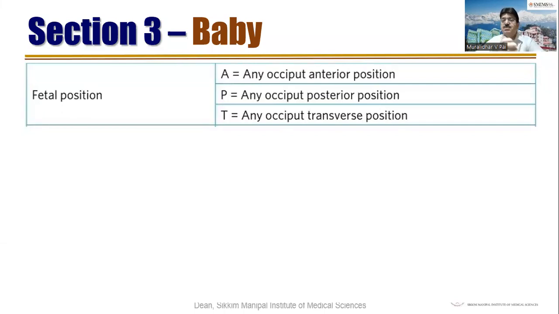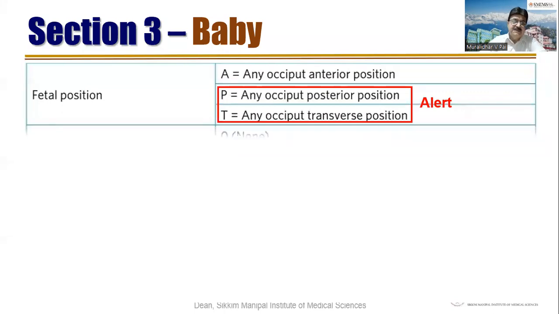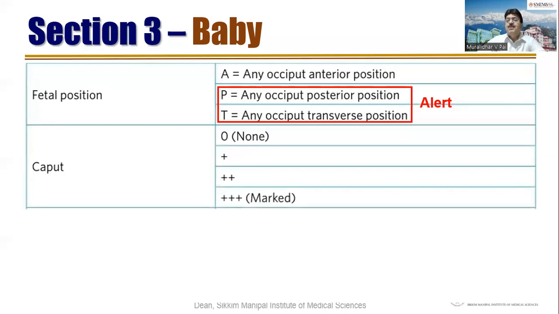And any occipito transverse, on the abdominal examination or auscultation, it is more in the flanks, but on per vaginal examination, you can nicely make out the sagittal suture in the transverse position. And of course, occipito posterior, in PV, you can easily make out the anterior fontanelle. So both by abdominal examination, auscultation, and a per vaginal examination, you can make out this. And what is the alert here? No prize for guessing. Posterior and transverse are bad. PT is the alert.